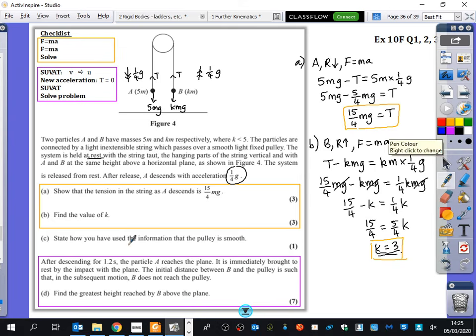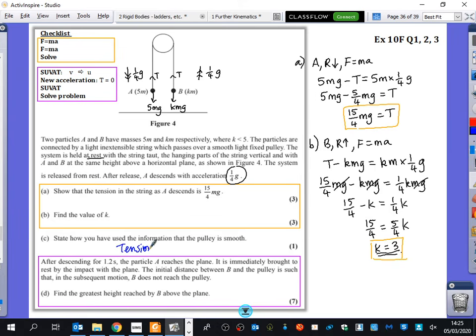Okay, so the pulley is smooth, so the tension is equal throughout. Now we're going to go through the new part of the question. After descending for 1.2 seconds, the particle A reaches the plane. It is then immediately brought to rest by the impact with the plane. The initial distance between B and the pulley is such that in the subsequent motion, B does not reach the pulley. Find the greatest height reached by B above the plane.